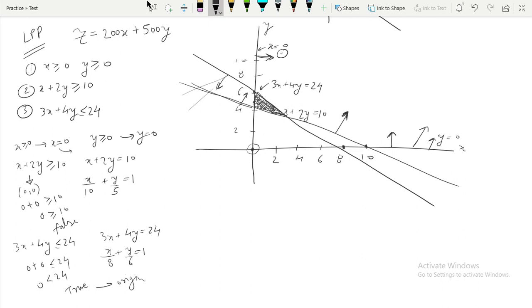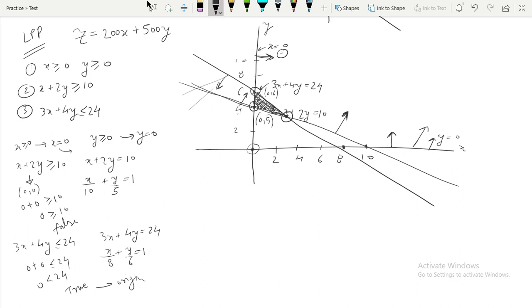Now we just need to check the extreme points, because we are to find either the maximum or the minimum value. So what is this? If we take this point, this is 0 comma 4. This is 0 comma 5, and this point is 0 comma 6, and we just need to find this point.